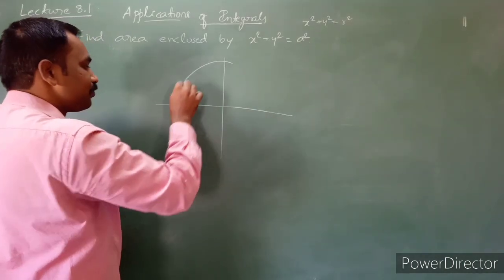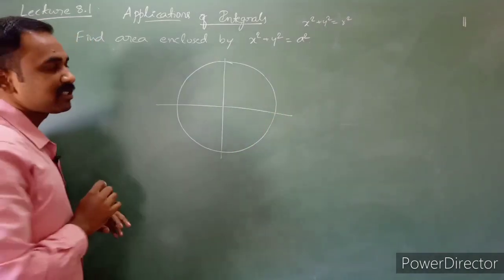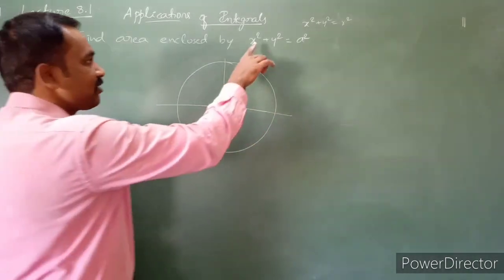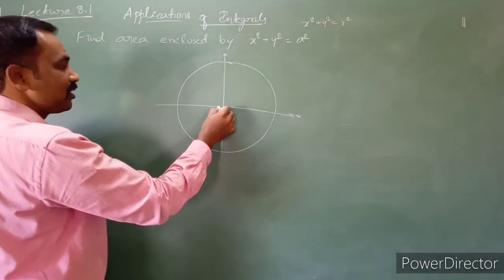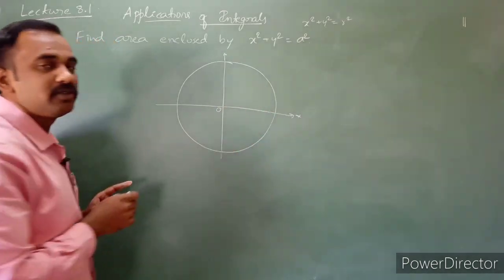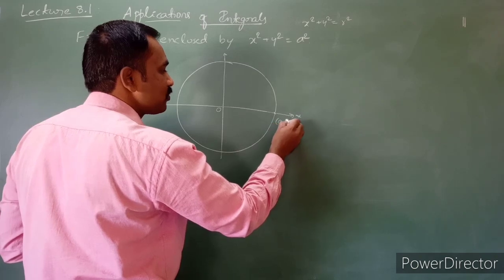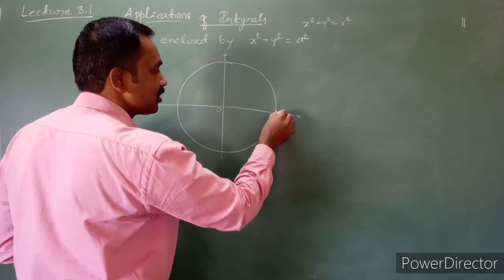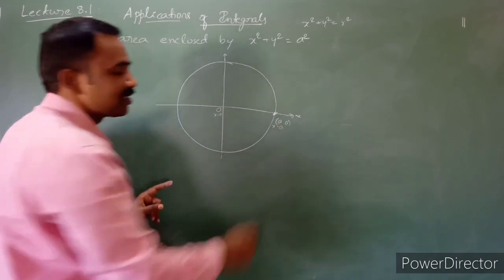The circle is given. This is the circle. What is the general equation of the circle? x square plus y square is equal to a square. The center is at the origin, then the radius of the circle is equal to a unit. Here it is a. What are the coordinates of this point? a comma 0.